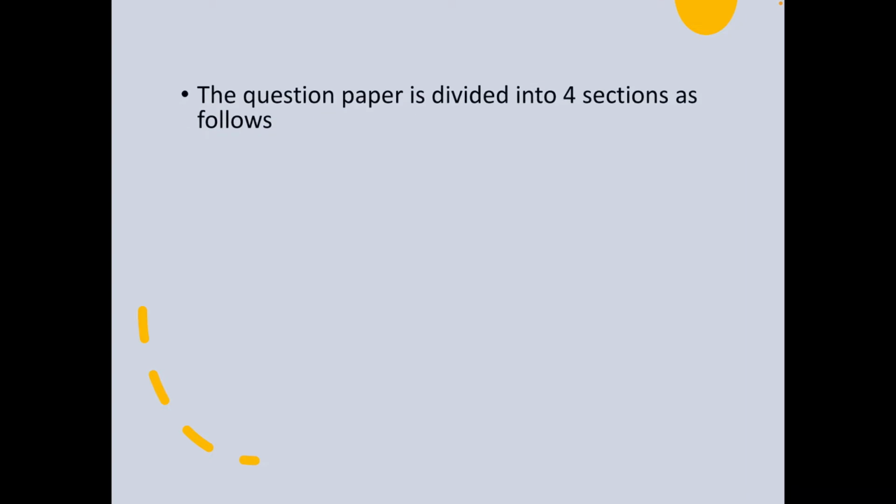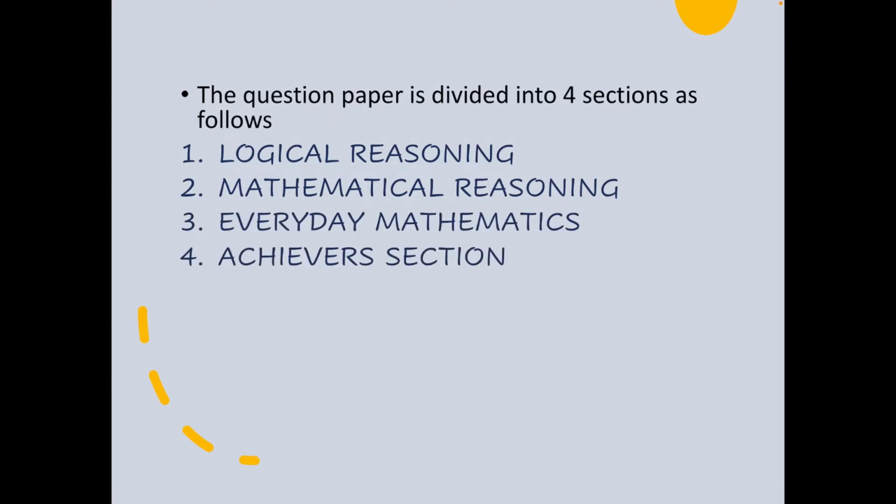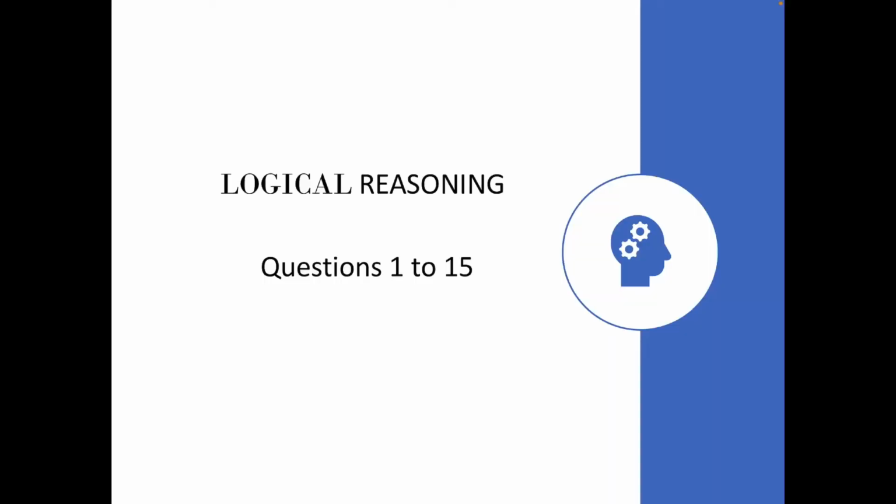So here we go. The question paper is divided into 4 sections: logical reasoning, then mathematical reasoning, then everyday mathematics, and last is the achievers section. This section is important as it carries 3 marks each question, whereas the other questions carry 1 mark each. So let's begin. First comes logical reasoning. There will be 15 questions, from 1 to 15.